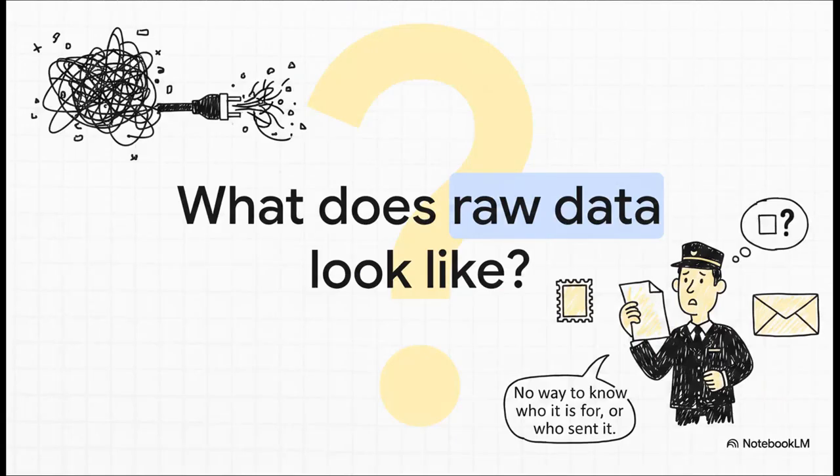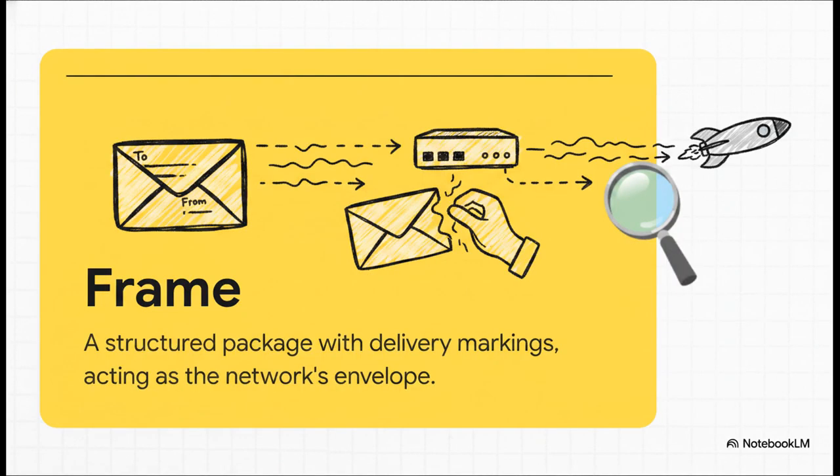If your computer just started blasting a raw stream of ones and zeros onto a network cable, it would be pure chaos. It's kind of like the classic postman problem. Imagine handing a letter carrier a folded-up piece of paper. No envelope, no stamps, no addresses. It's completely undeliverable. The postman has absolutely no way to know who it's for or who even sent it. So, how do we fix this?